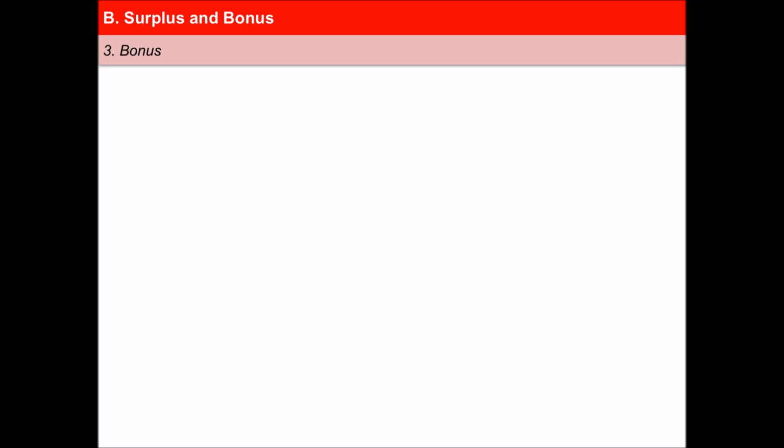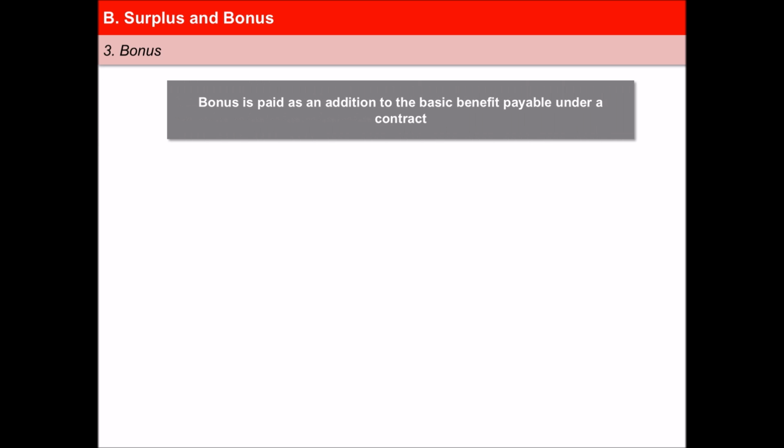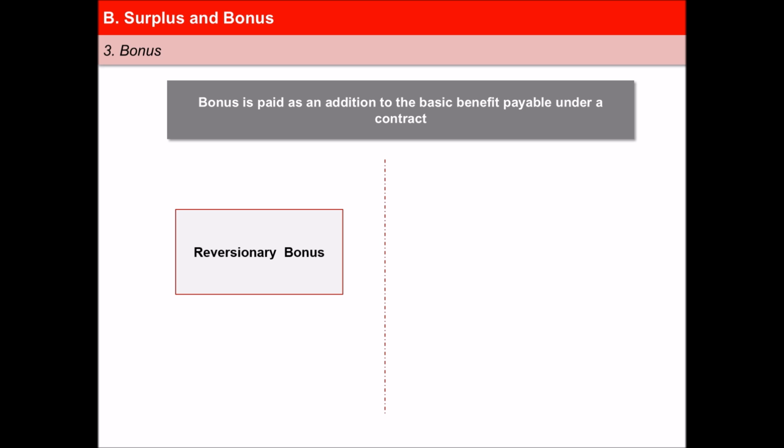Now that we understand what surplus means, let us take a look at what bonus is and its types. Bonus is paid as an addition to the basic benefit payable under a contract. The most common form of bonus is the reversionary bonus. It is called reversionary bonus because the policyholder only receives it when the contract becomes a claim by death or maturity. The various types of reversionary bonus include: first, terminal bonus.